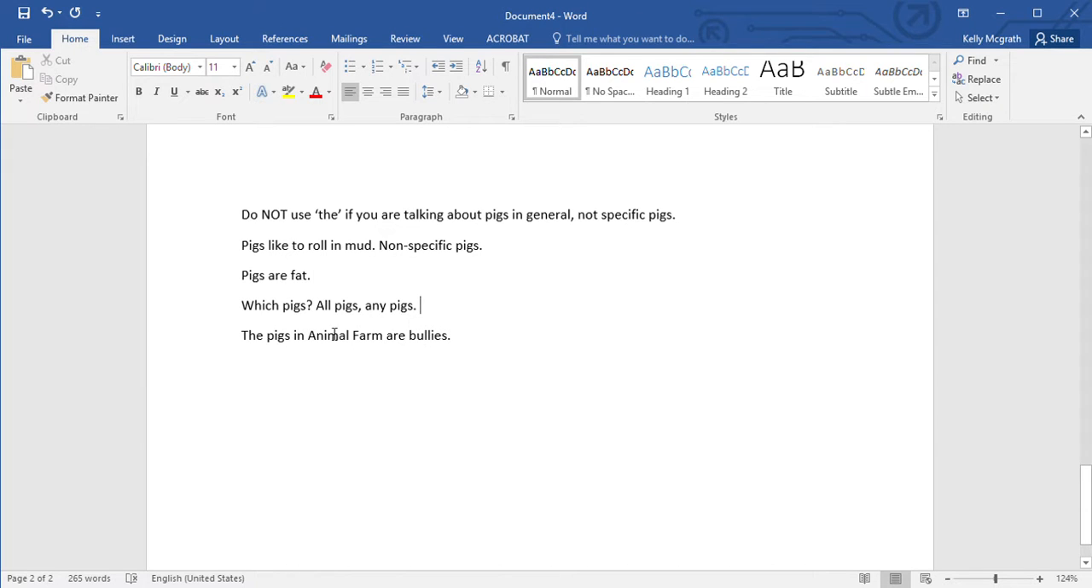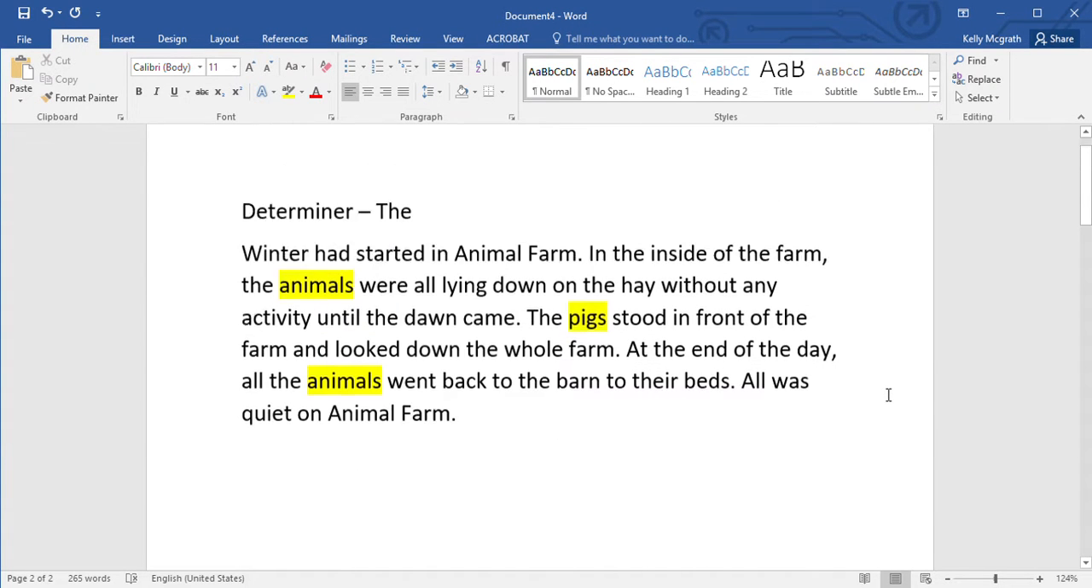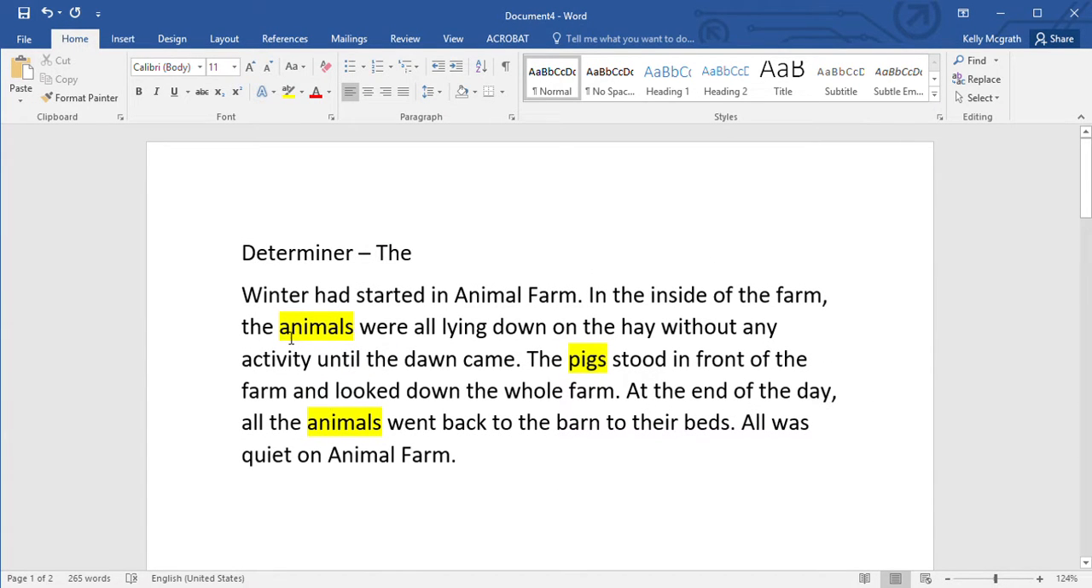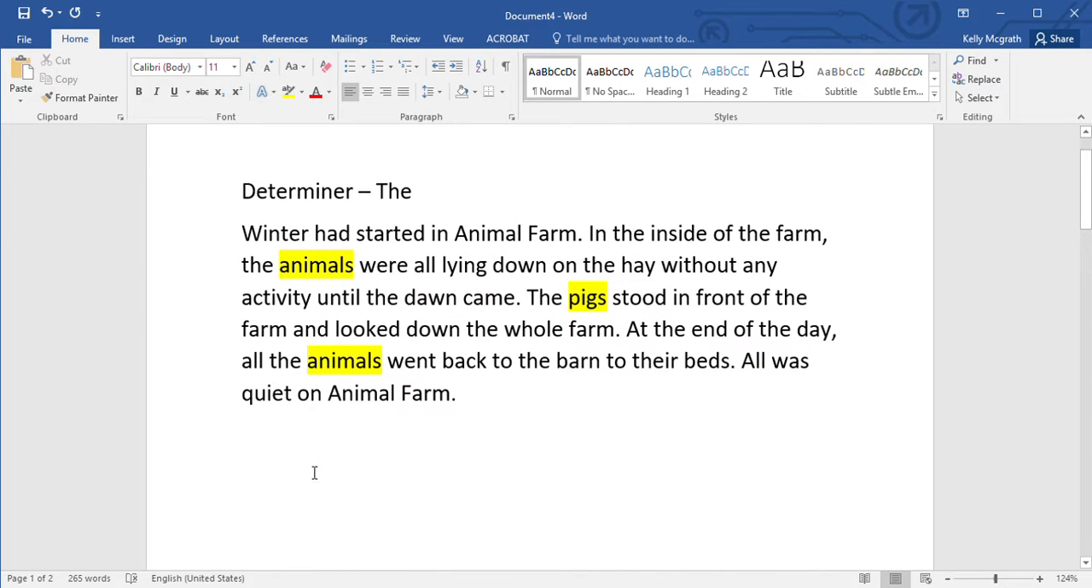Non-specific. Now, if we were going to be more specific, the pigs in Animal Farm are bullies. They bully the other animals. We would put "the" because we're talking about specific pigs. Okay? In this case, we're always talking about the specific group of animals or the group of pigs, so we do need "the". So that is how you know the difference between when to use this determiner or not.